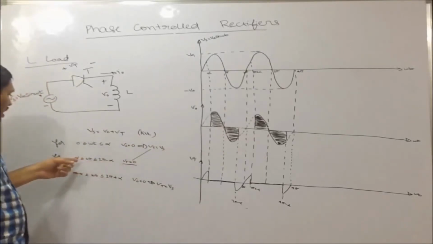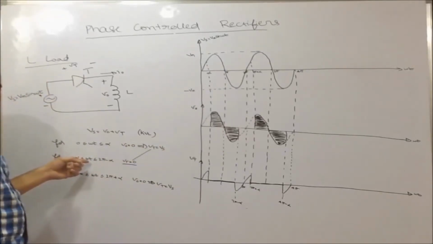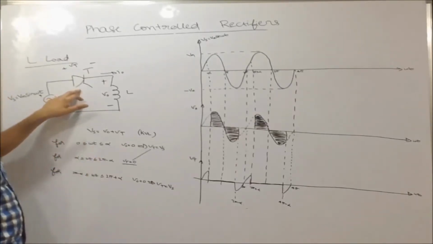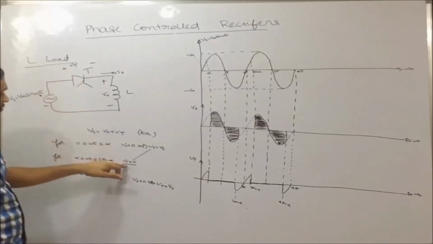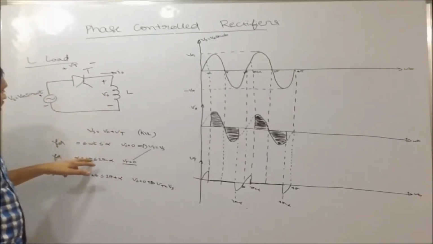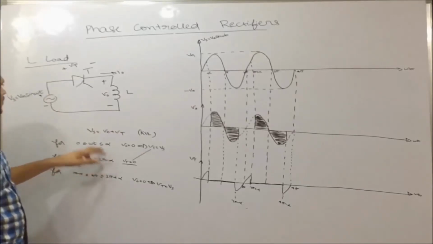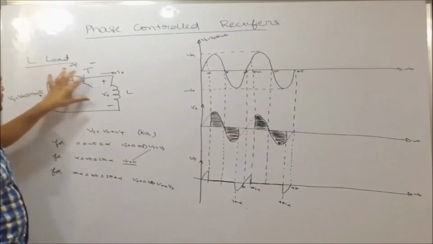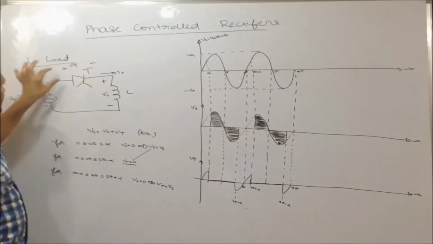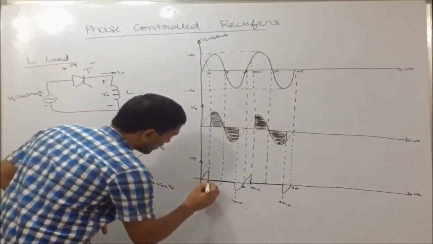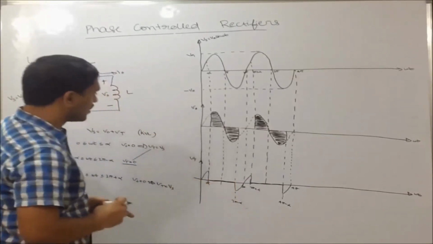And for alpha less than or equal to omega t less than or equal to 2 pi minus alpha, this is the second interval I am taking. Here the SCR is conducting. V0 is straight away equal to Vs, and I am interested in Vt. My thyristor is conducting, so Vt is straight away 0. So the Vt value is 0 from alpha to 2 pi minus alpha.